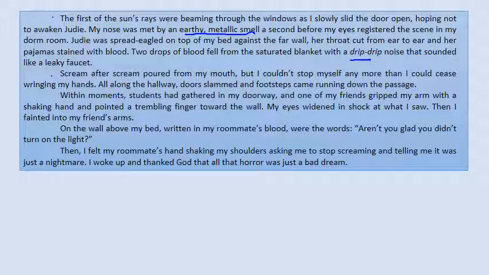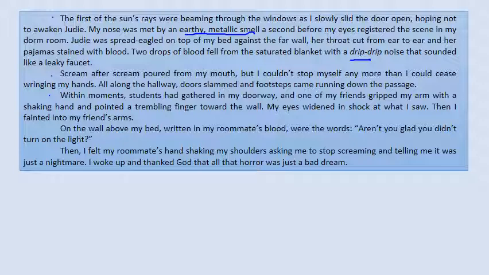All along the hallway, doors slammed and footsteps came running down the passage, so she was screaming hysterically. Within moments, students had gathered in my doorway, and one of my friends gripped my arm with a shaking hand and pointed a trembling finger toward the wall. My eyes widened in shock at what I saw. Then I fainted into my friend's arms.